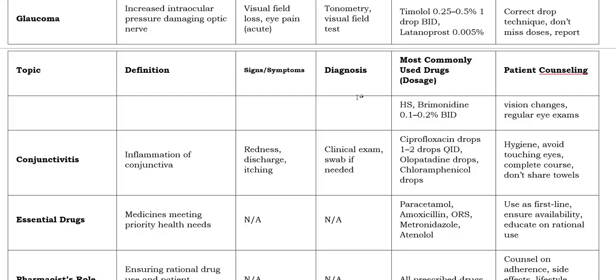Common eye drop medications listed. They aim to lower pressure. Timolol 0.25 to 0.5%, 1 drop twice daily, beta blocker. Latanoprost 0.005%, 1 drop at bedtime, prostaglandin analog. Brimonidine 0.1 to 0.2%, twice daily, alpha agonist.